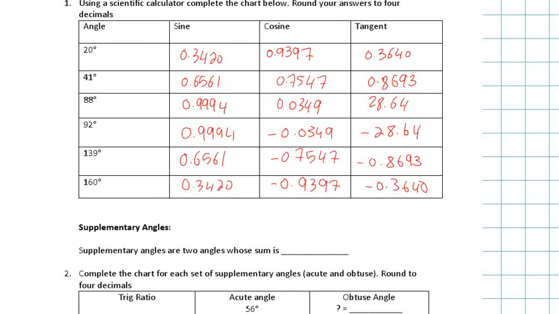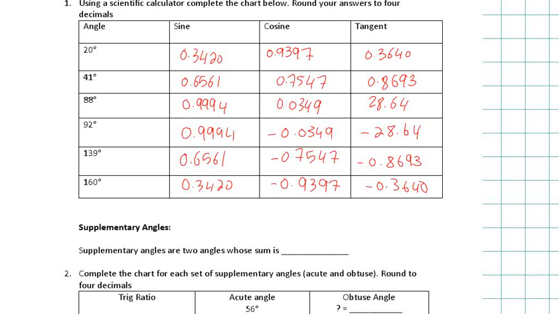What we have here is angles 20, 41, 88, 92, 139, and 160. And then we did the sine, cosine, and tan. What can you tell me about them? Similarities, differences, what do you notice? Okay, some are negative, the others are positive.